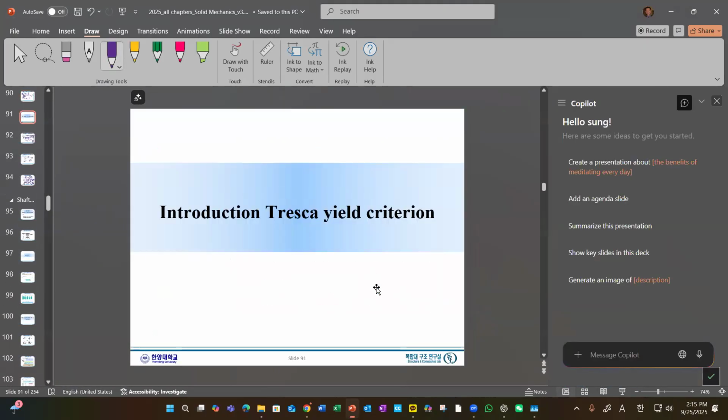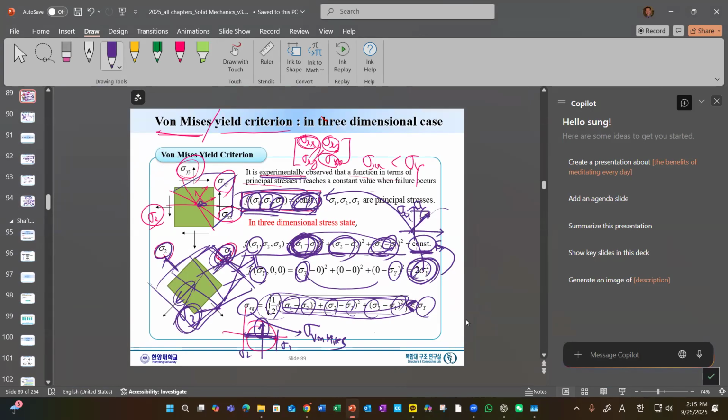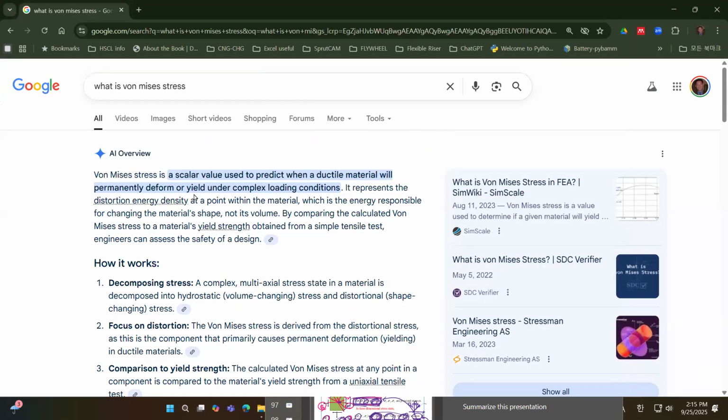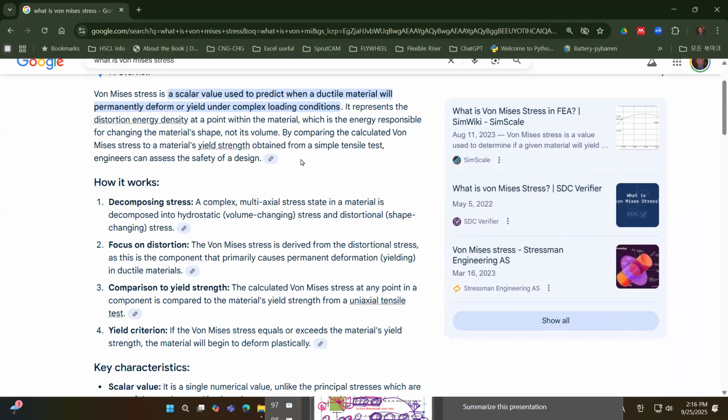See this one is the one value, just a scalar quantity. That's what it means. A scalar value used to predict when a ductile material, I didn't say that, but ductile means that at 45 degrees it is very weak to shear stress, a ductile material will permanently deform. We emphasize permanent deformation, or yield, under complex loading. Complex loading means a three-dimensional case.